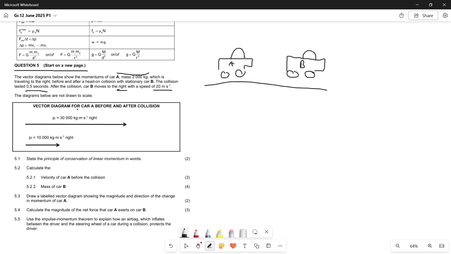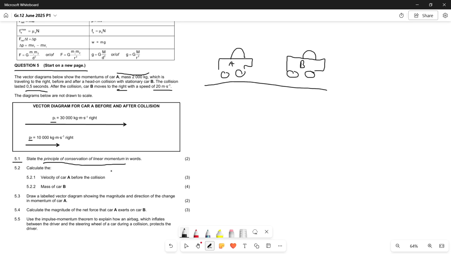Vector diagram for car A before and after the collision. So we have an initial momentum of 30,000 kilograms per meters per second to the right. And then we have a final momentum of 10,000 kilograms per meters per second to the right. Okay, at this stage, before we start to break down the application of these questions, we're jumping into a theory question. 5.1 says, state the principle of conservation of linear momentum in words for 2 marks.